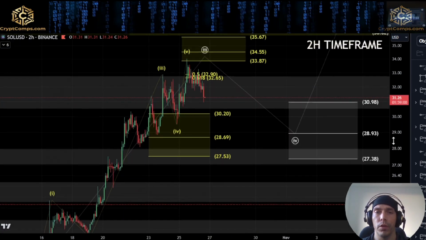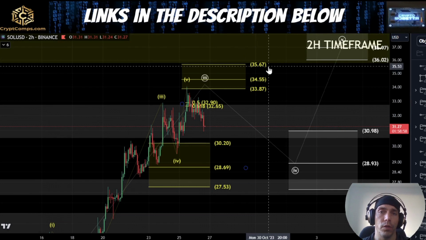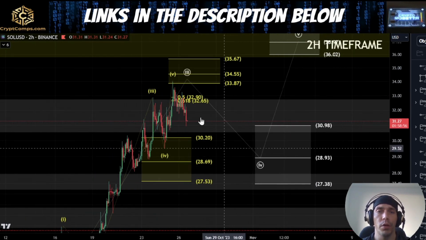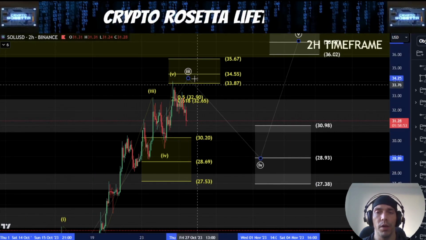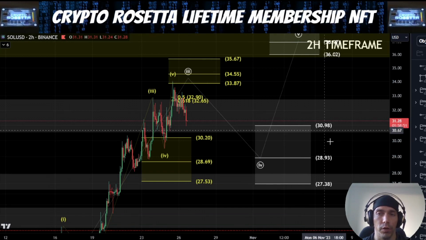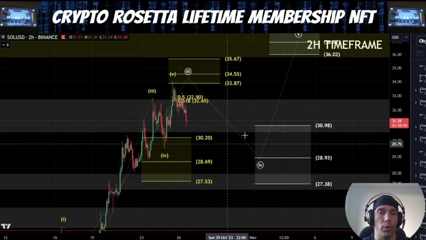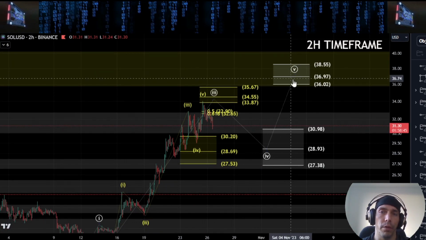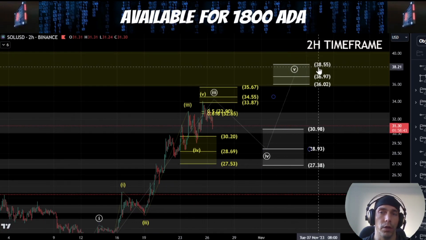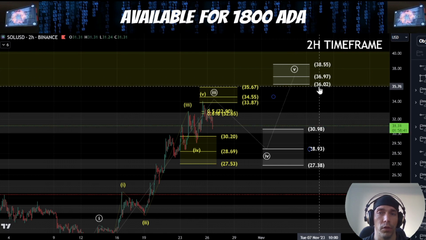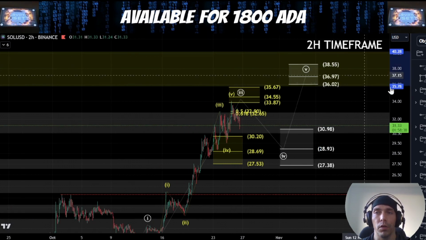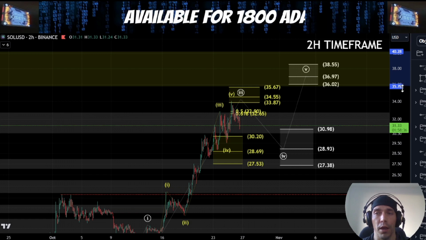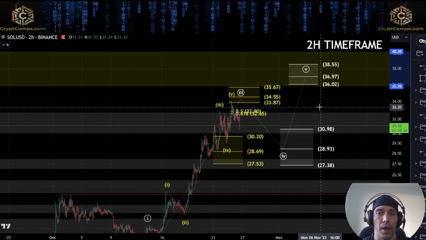Now we have come up into this target box area already at this 35.67. If we have completed the white wave 3, we'd be looking for a retracement towards 30.98 to this 27.38. If we do hold that level, this would then allow us to have an additional 5-wave structure to the upside, looking to target this 38.55 to this 36.02. This would bring us into our target box here of this 40.28 to this 35.78 level.